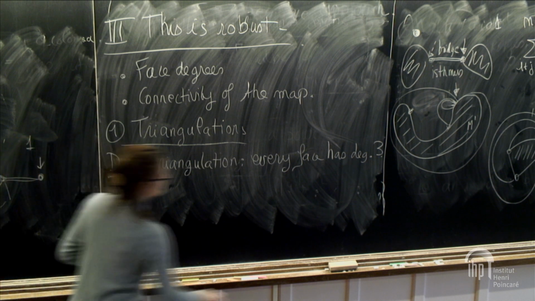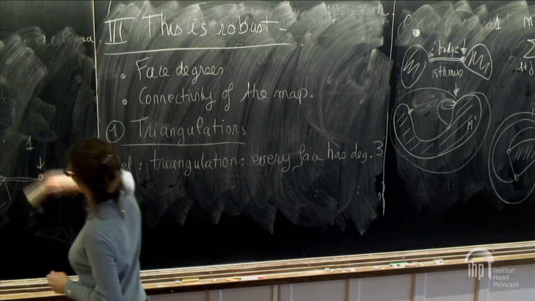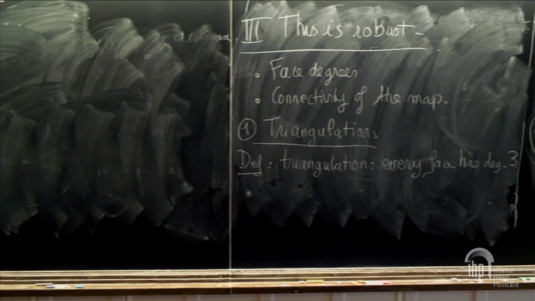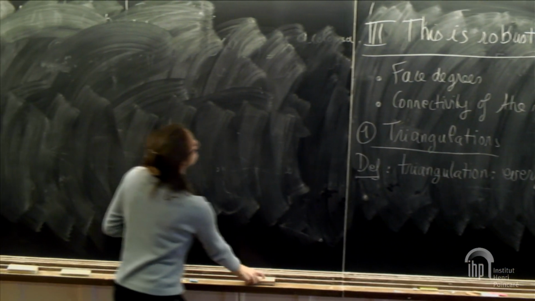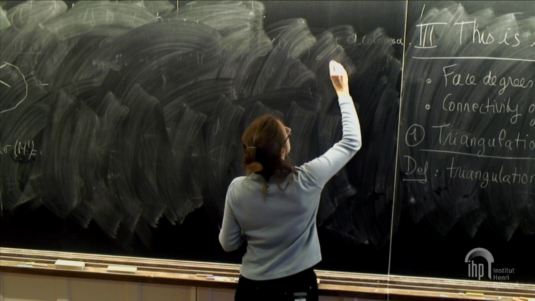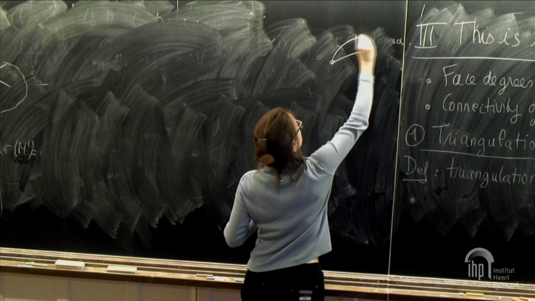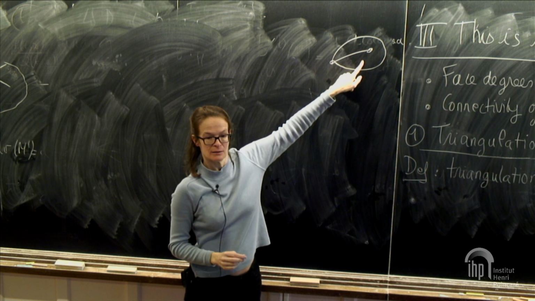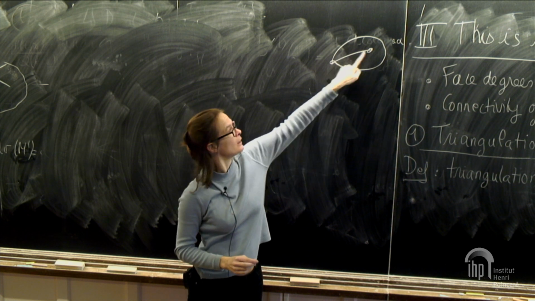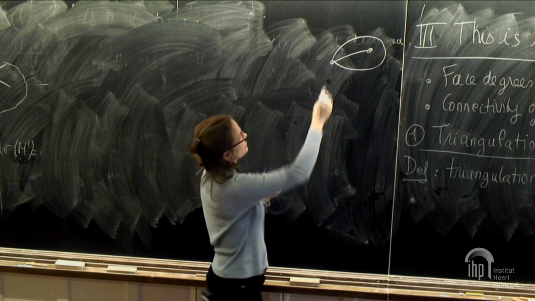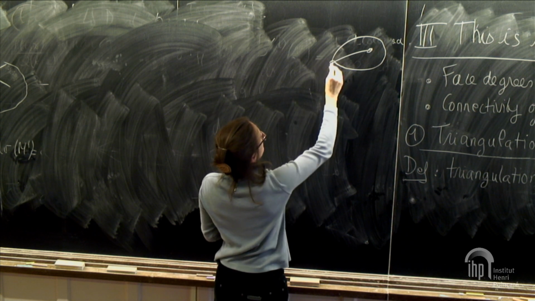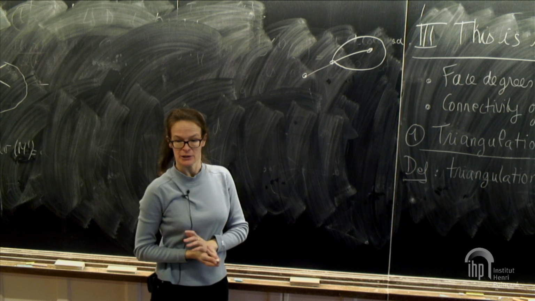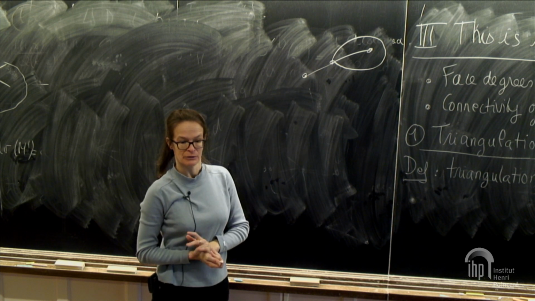So this includes strange maps. So for instance, remember this face here? It has degree 3. 1, 2, 3. Of course, the outer face is not a triangulation, but this would be a triangulation in this terminology. Every face has degree 3.